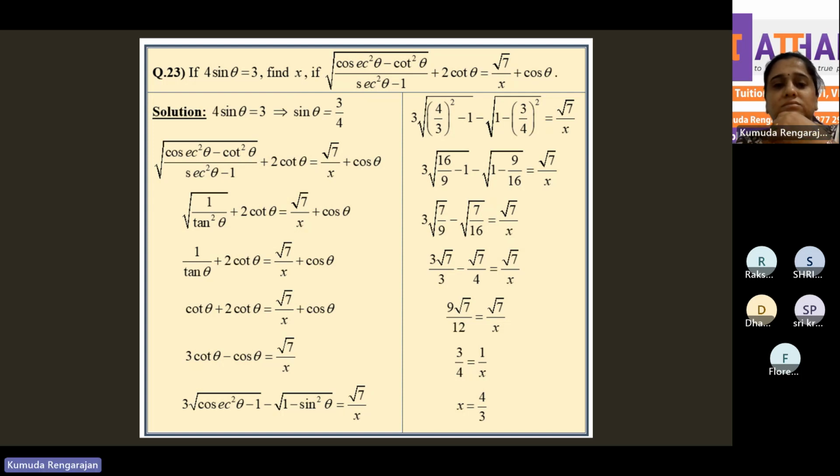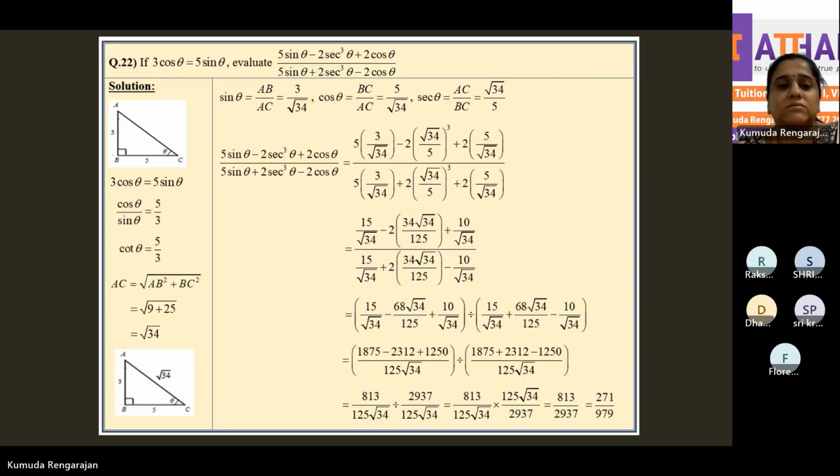Online students, any questions? Understood, ma'am. Okay, Danya, here should we show that the LHS is equal to the RHS? No, ma'am. They are only asking to find the value of x. Yeah, the given condition is true. The equation is true, so using the equation, we have to find the value of x. Okay. Very good.